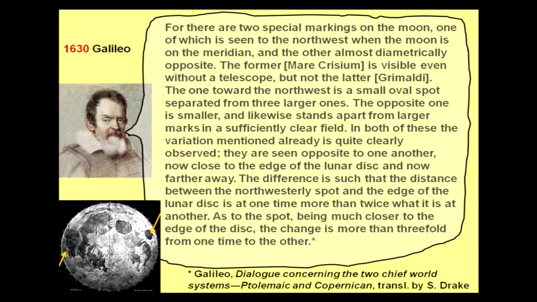In both of these, the variation mentioned already is quite clearly observed. They are seen opposite to one another, now close to the edge of the lunar disk and now farther away. The difference is such that the distance between the northwesterly spot and the edge of the lunar disk is at one time more than twice what it is at another. And as to the spot being much closer to the edge of the disk, the change is more than threefold from one time to the other.